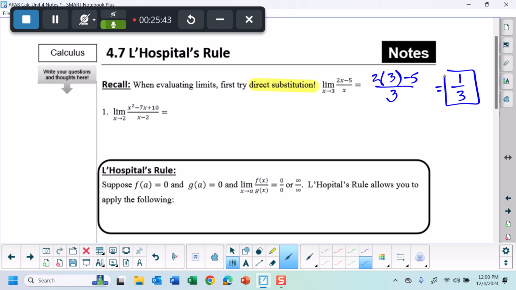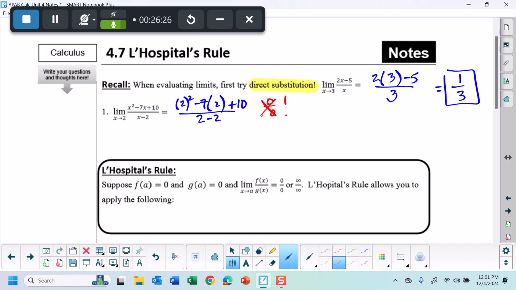When we started to talk about different levels of our rational functions, we ended up having some times where we ended up with an indeterminate form. And that indeterminate form, when I plug in, if I took 2 squared minus 7 times 2 plus 10 over 2 minus 2, I ended up with a 0 over 0, which we knew you can't do. So we knew that that plugging in strategy wasn't going to work for us.